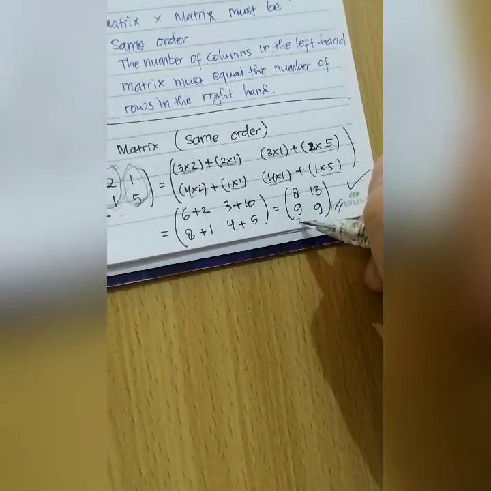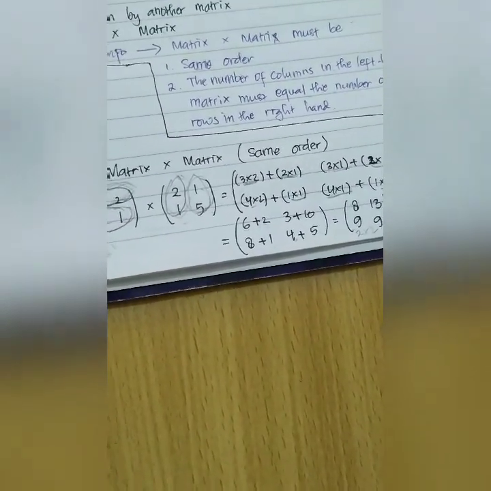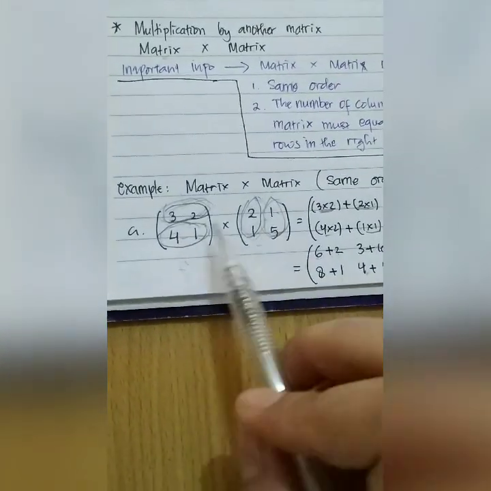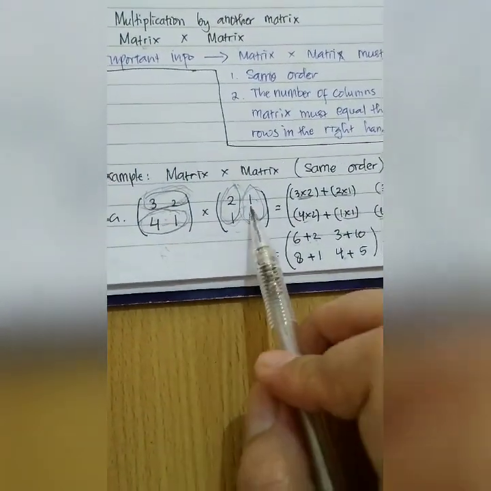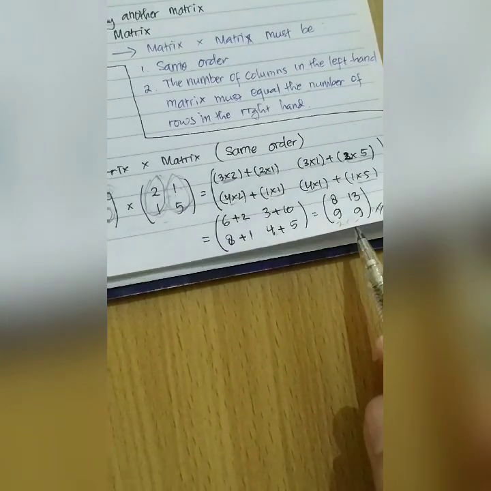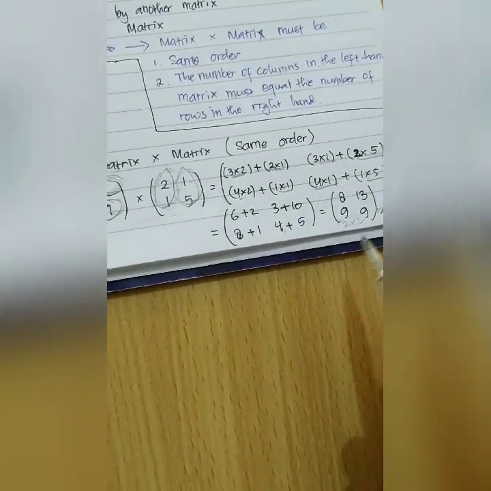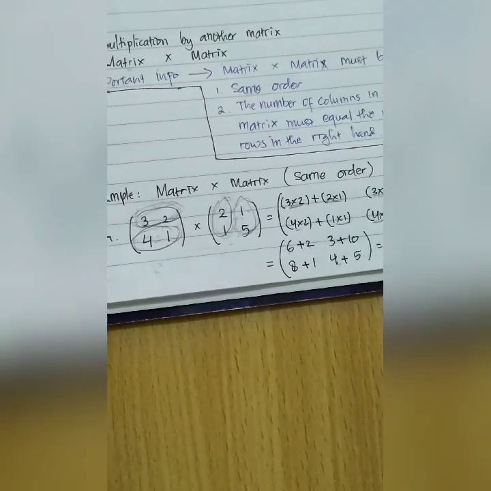Remember, this order is 2 by 2, right? Okay, so if you have matrices of the same order that you can multiply, of course, the answer must have the same order as the question.